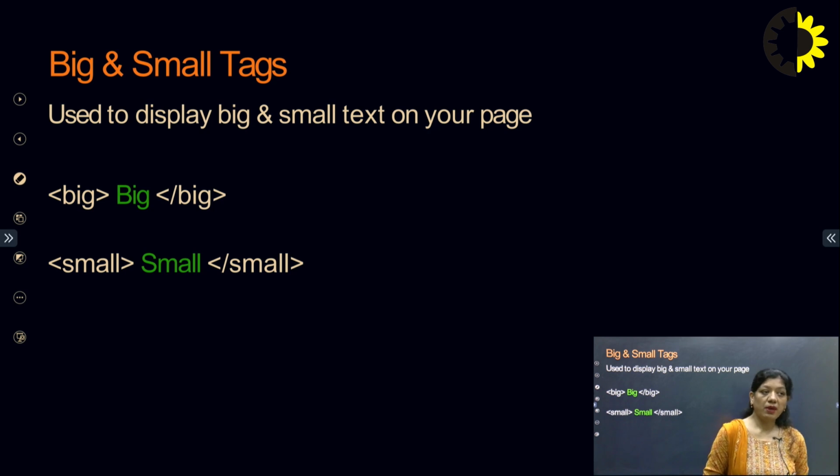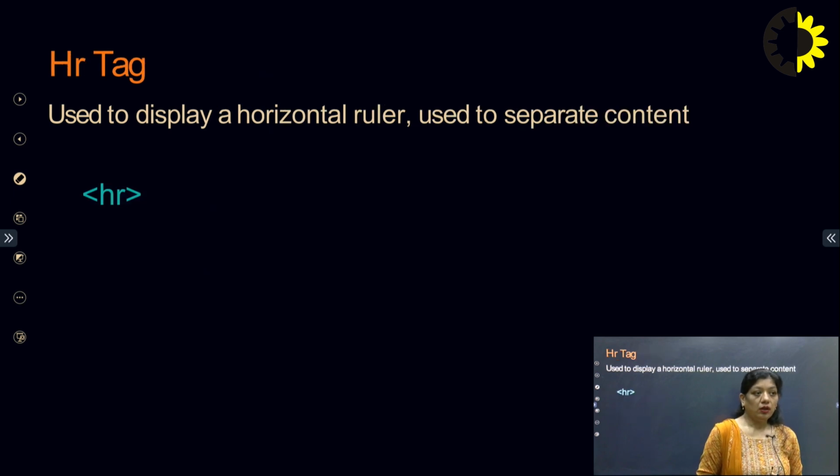Next one is big and small tag. If we want to display big and small text on a page, for big we use big tag, and for making our text in a small way, that time we use small tag. HR tag. Why we use HR tag? It is used to display a horizontal ruler used to separate content. Suppose we have so many content, and we want to create a horizontal line among the lines. That time we use HR tag.